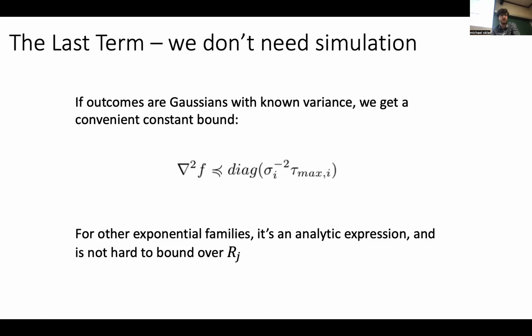If you were to do this for a Gaussian, the bound that you get is a nicely convenient constant. At least if you shift your mean around in space, this second order bound that you're getting is just flat, should be roughly the same thing everywhere. For other exponential families, it's going to be some analytic expression that you need to bound over a rectangle, but you can often just do that algebraically. I've been able to do that in all the cases I've tried.